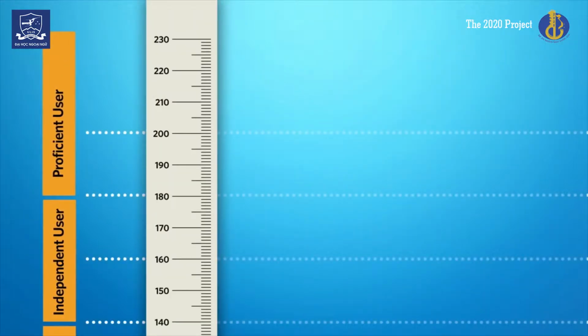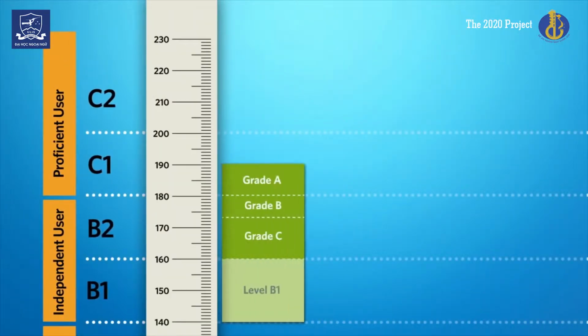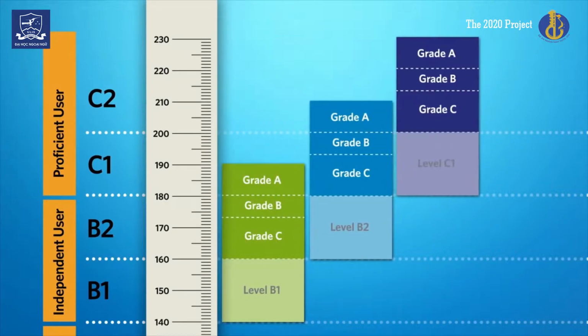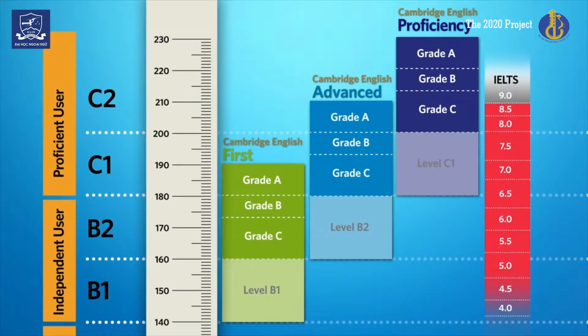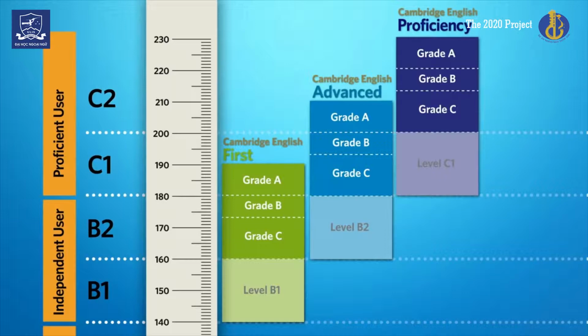Results for almost all Cambridge English exams will be reported on the Cambridge English Scale, starting with Cambridge English First, including First for Schools, Cambridge English Advanced, and Cambridge English Proficiency. IELTS is mapped to, but will not be reported on the Cambridge English Scale. Our exams are focused on different levels of the CEFR, and they are mapped to particular points on the scale.